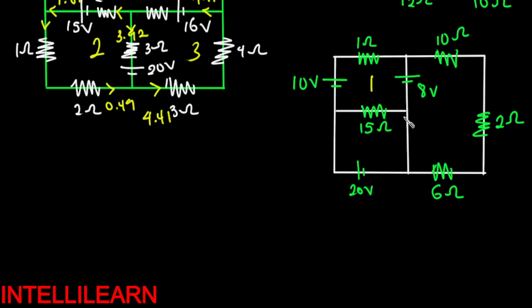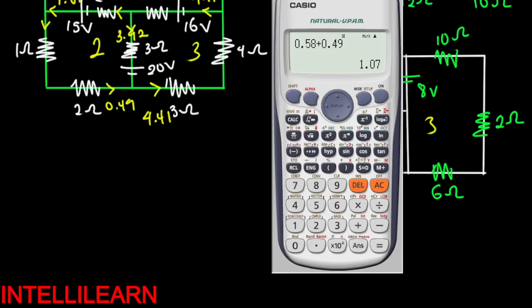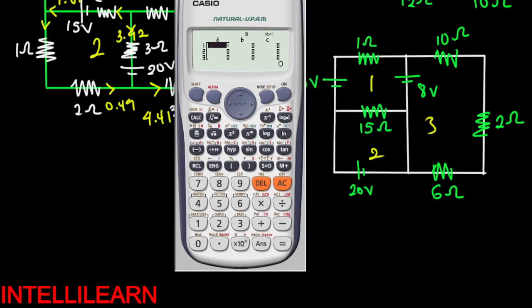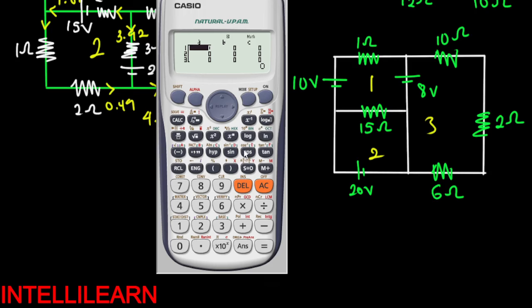So number the loops 1, 2, 3. You can number them anyhow. It doesn't matter. So loop 1, the resistors are just 1 and 15. So 1 plus 15. There's no internal resistance. Between 1 and 2, we have a 15 ohm. That's minus 15. Between 1 and 3, this is the line that connects them. Is there any resistor there? No, that's 0.